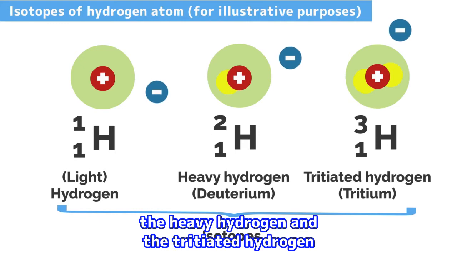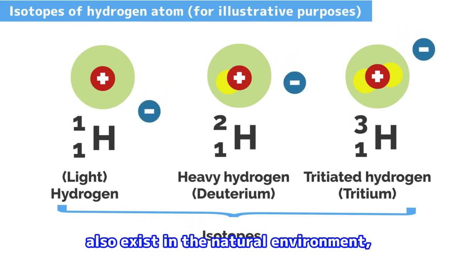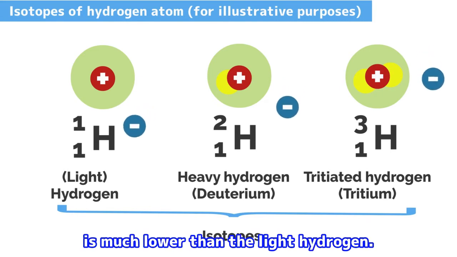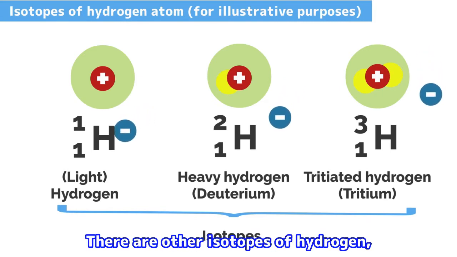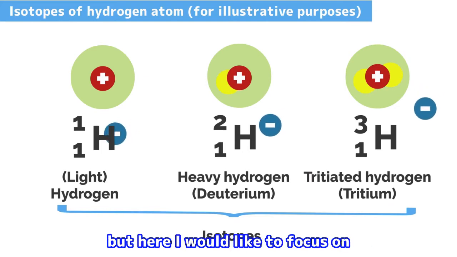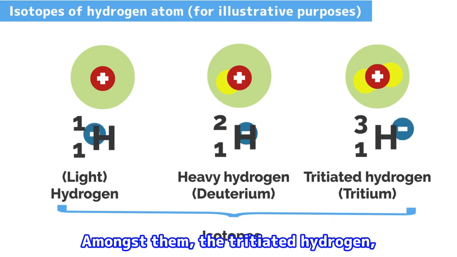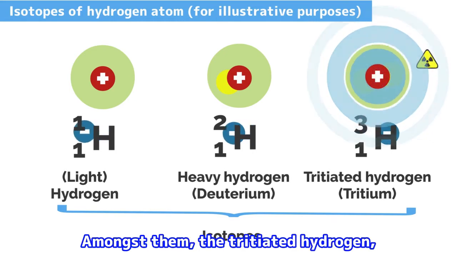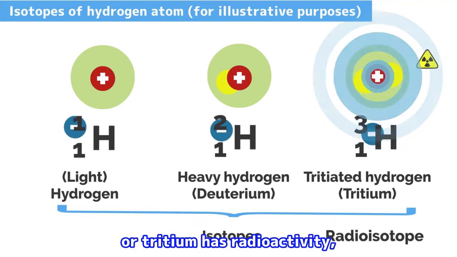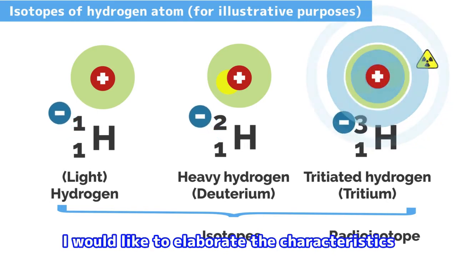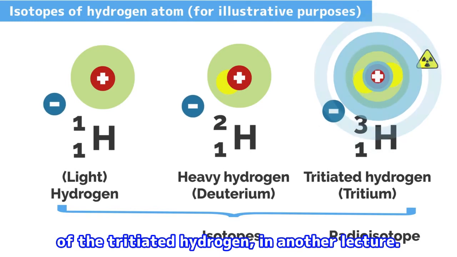By the way, the heavy hydrogen and the tritiated hydrogen also exist in the natural environment, although the proportion of the existence is much lower than the light hydrogen. There are other isotopes of hydrogen, but here I would like to focus on these representative 3 isotopes. Amongst them, the tritiated hydrogen, or tritium, has radioactivity, and it is called radioisotope. I would like to elaborate the characteristics of the tritiated hydrogen in another lecture.